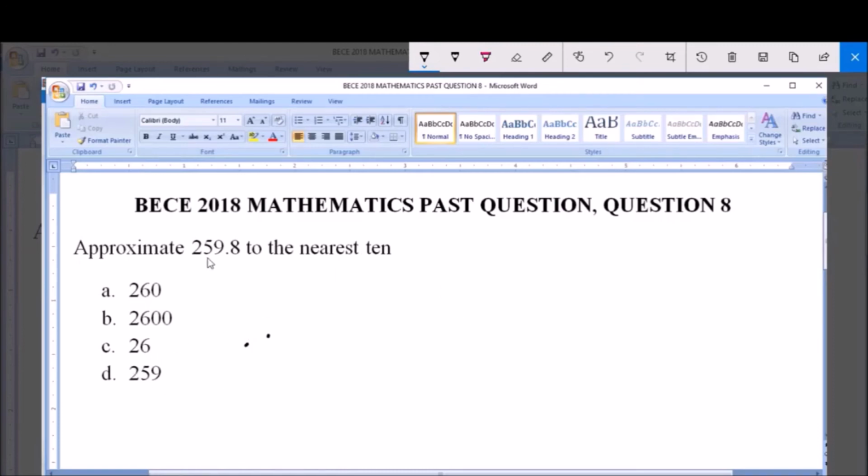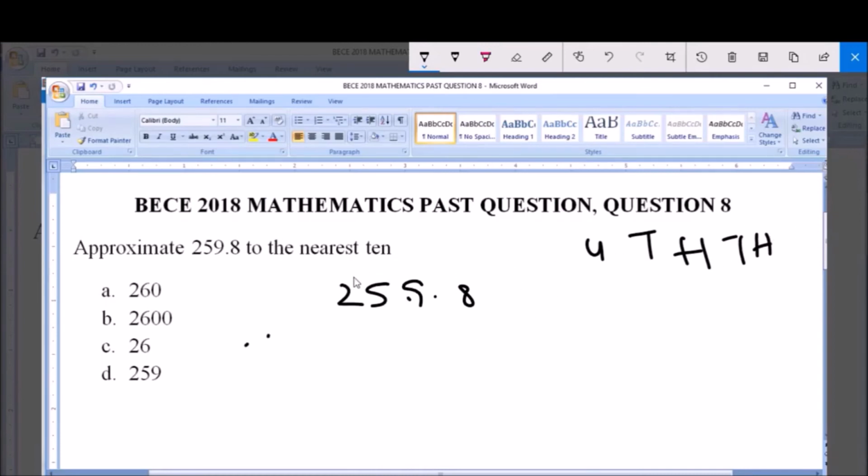We have to approximate this number here, 259.8, to the nearest 10. The number is 259.8. Now, like we know, in the number system, we have the units, we have the tens, we have the hundreds, we have the thousands, 10,000s, and so on. And also in the decimal places, we have the tenths, the hundredths.